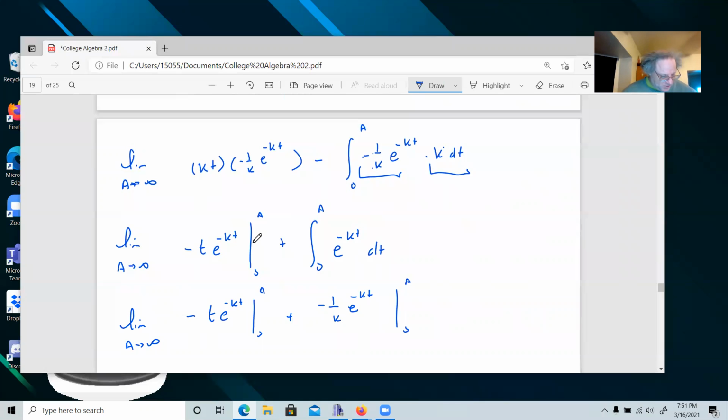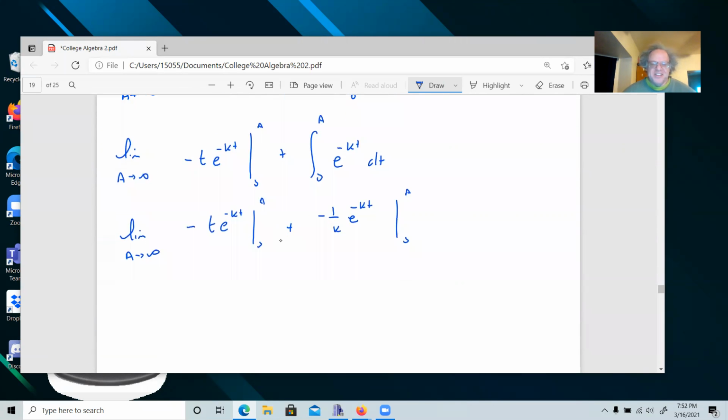All right, so let's see here. What happened to that negative sign there? Went away. So what I'm going to do is flip my limits because I'd rather not deal with the negatives. So this is limit as a goes to infinity, and this is t e to the negative kt from a to 0, plus, taking out that negative, this is 1 over k e to the negative kt from a to 0.